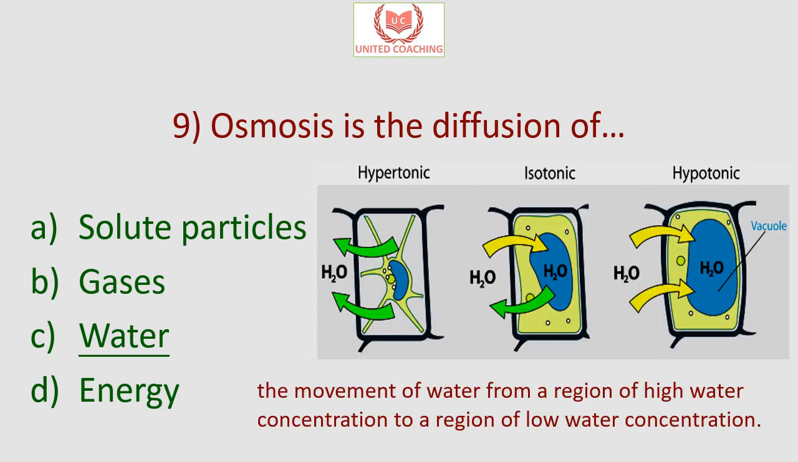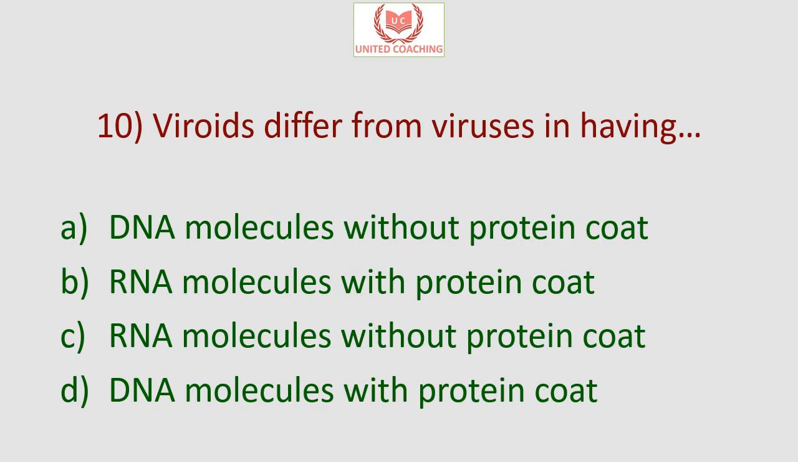It is the movement of water from the region of high water concentration to the region of low water concentration. Our next question is: viroids differ from viruses in having. In a question like this, you have to remember that viroids contain RNA, so the DNA molecule options will cancel out. Now the option is RNA molecules with protein coat or without protein coat. So the answer is viroids are RNA molecules without protein coat.